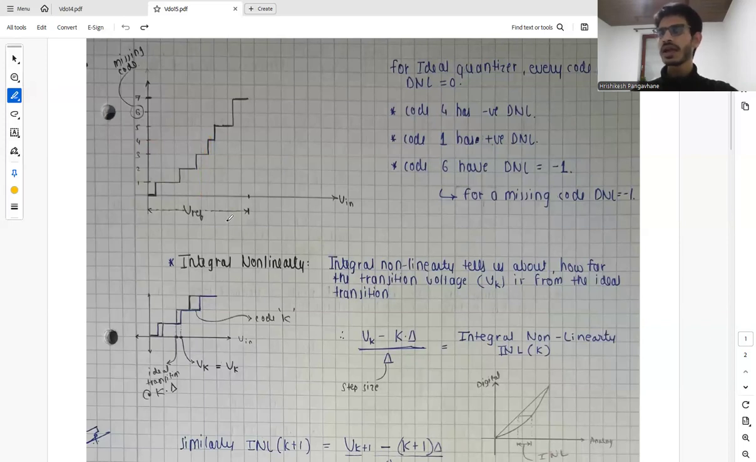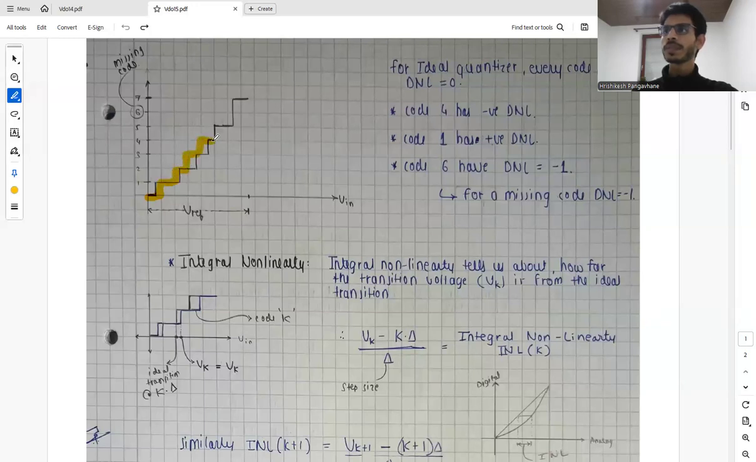So basically for any code K, how far the transition voltage Vk is from the ideal transition. So over here, if we plot the ideal transition, it will look like this.